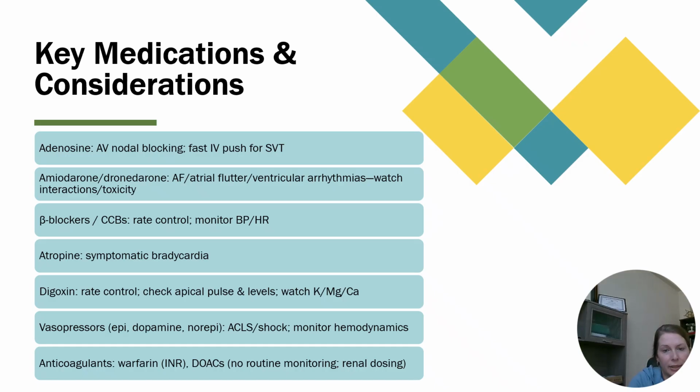Then our anticoagulants, so our warfarin, our Coumadin, we're going to be monitoring our INR for that. The DOACs, those are some of our newer drugs like the Xarelto. I can never think of the other name, but you don't need to know those for your test. You can look them up to know them for NCLEX, but we do not have routine monitoring for these. Okay, we want to do renal dosing if appropriate.